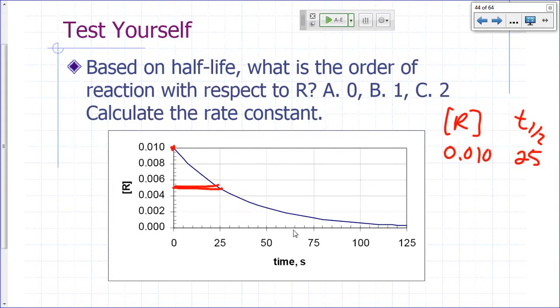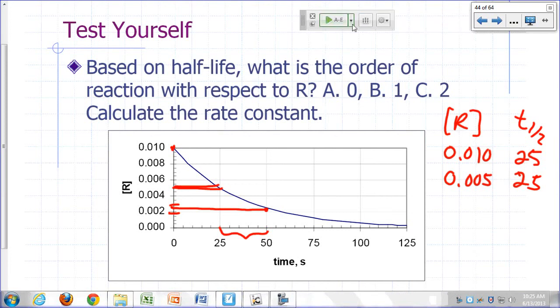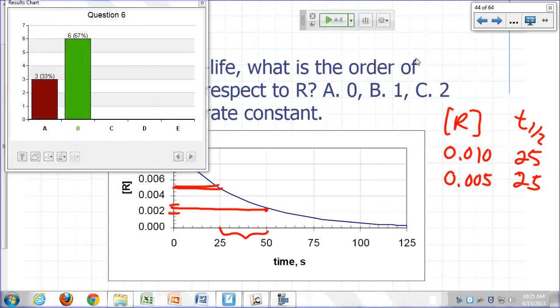How long did it take to go from 0.005 to 0.0025? So this is 0.002, that's 0.003, so 0.0025 is over here. How long did it take? If you're starting off at 0.005, how long does it take? Another 25 seconds, right? You have to start counting from where you're starting. So it takes 25 seconds. So based on this information, is the order of the reaction 0, 1, or 2? It's first order.